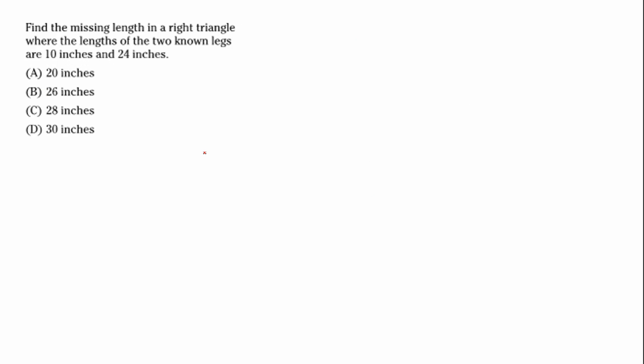Find the missing length in a right triangle where the lengths of the two known legs are 10 inches and 24 inches. We're told it's a right triangle. We're told the legs are 10 and 24 inches respectively. We need to find this measure, the measure of this length.